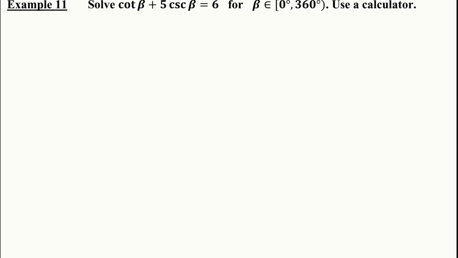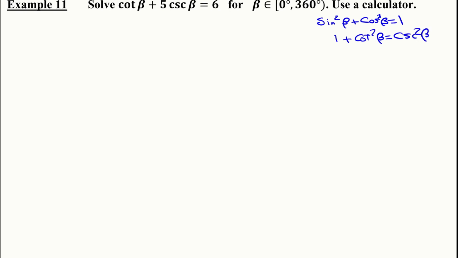So if we start with sine squared beta plus cosine squared beta, we know that that's 1. Now this time, instead of dividing both sides by cosine squared, we're going to divide both sides by sine squared. So we end up with 1 plus cosine squared over sine squared, which is cotangent squared, and on this side we get 1 over sine squared, which is cosecant squared. So we get 1 plus cotangent squared beta equals cosecant squared beta.